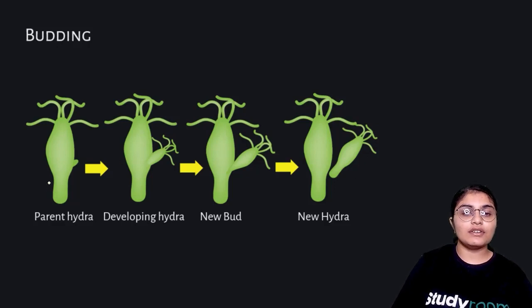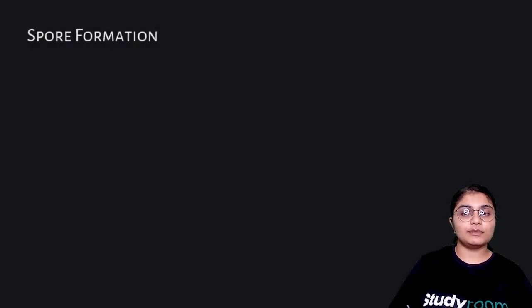So this is how, with the help of an example or with the help of this diagram, you can see how budding takes place in Hydra. The next is spore formation.